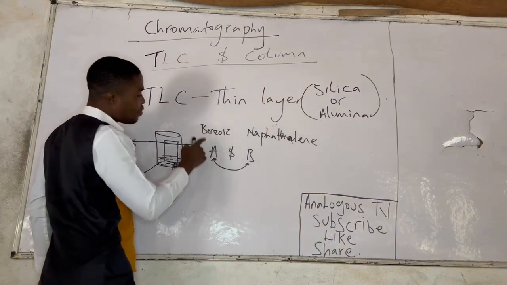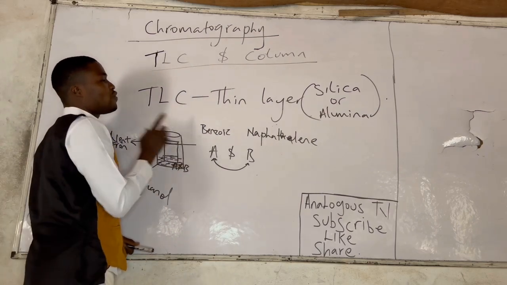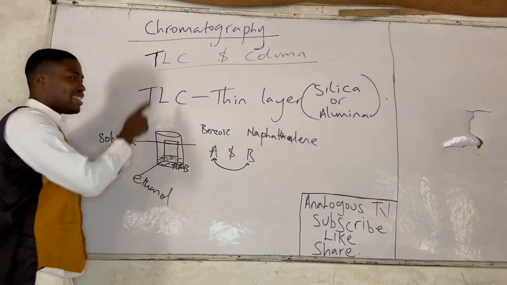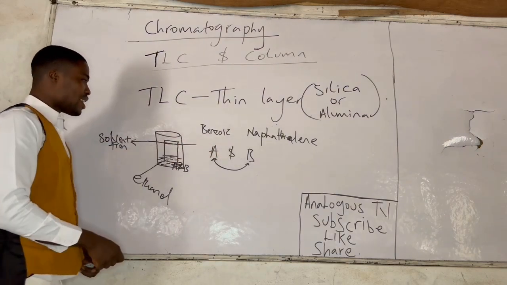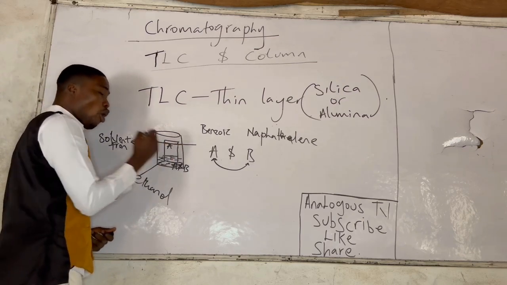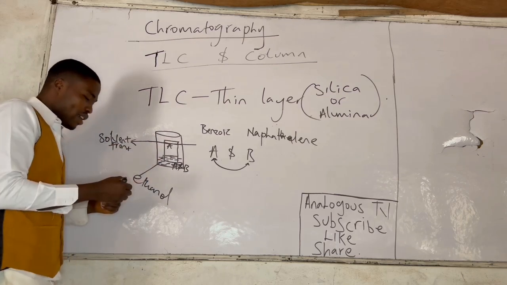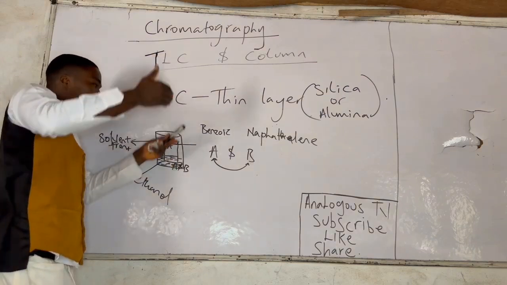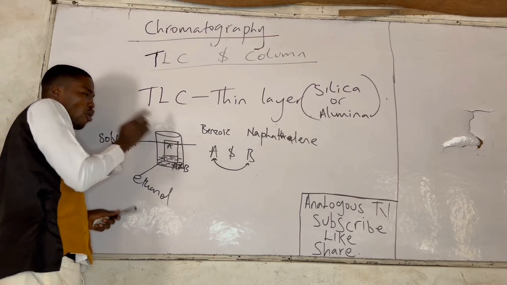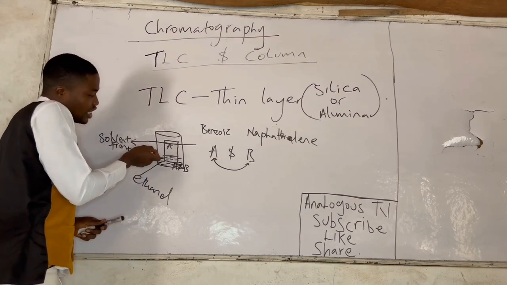Naphthalene, sorry. Now, A is benzoic acid, B is naphthalene. It is very obvious that benzoic acid, as an acid, will be more soluble in ethanol than naphthalene. So benzoic acid is more soluble, which means it will travel more on the solvent. The solvent carries it, so it will elute more. So A is going to be eluted more by the solvent.